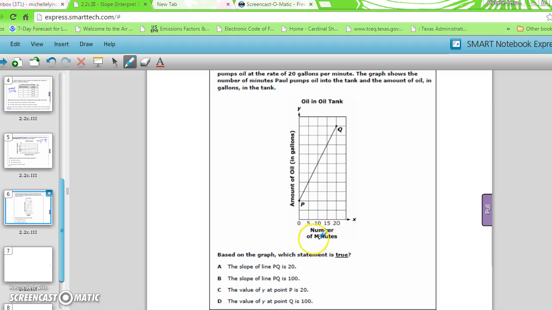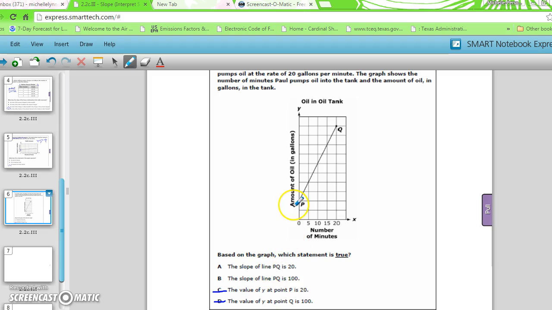This is the number of minutes. So make sure you're looking at your y and x axes. Okay, so this can't be true. And so then we know that Q can't be true because this isn't 100 up here. Really, this is 100 down here.